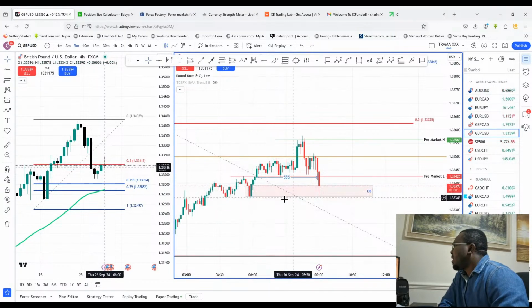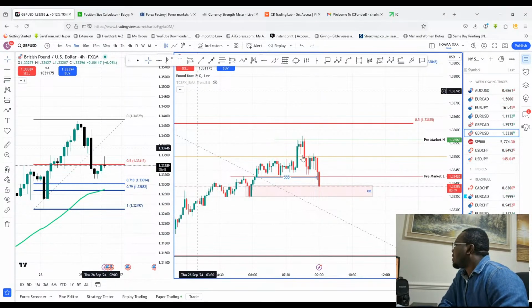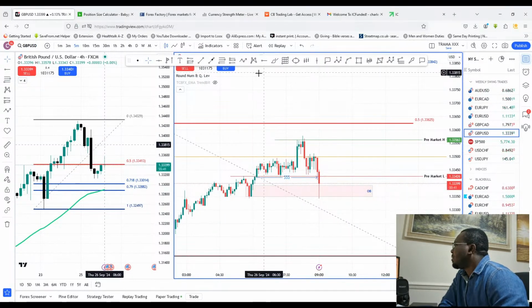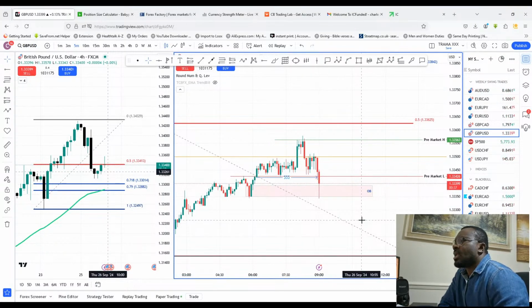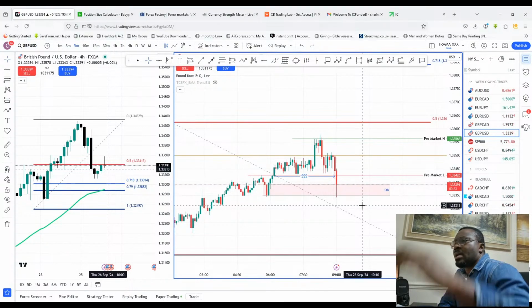We have price mitigating this order block. And if price closes above that area, we know that we will be buying. So we can see mitigation, liquidity grabs. That is what I want to see. I can see liquidity taking. This is GU, by the way. I'm on GU right now.